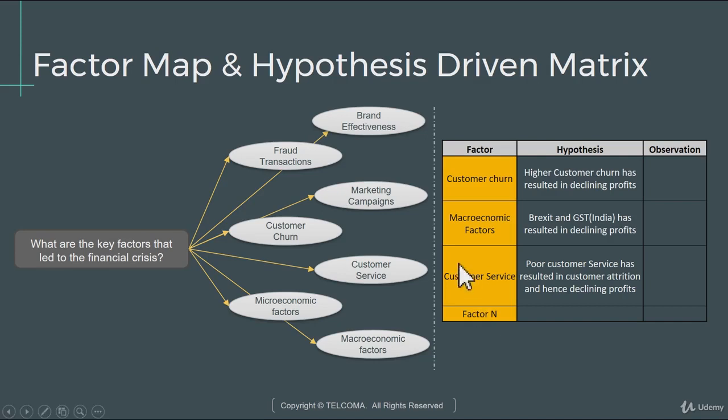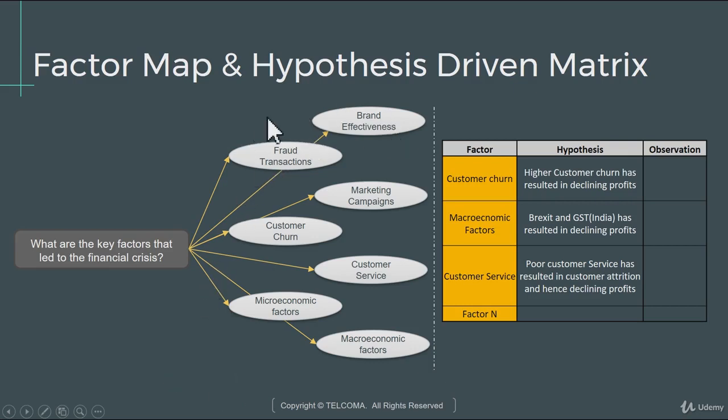So here, this is a sample factor map, and this is by no means an exhaustive factor map, but this is just representative of the one I would believe you should create for your problem statement. The factor map starts with the key question: what are the key factors that led to the financial crisis? There will be several factors that you could think about. When you sit together as a team and try to build an exhaustive connected map, it could be a structured, layered approach. So this is a very simple one.